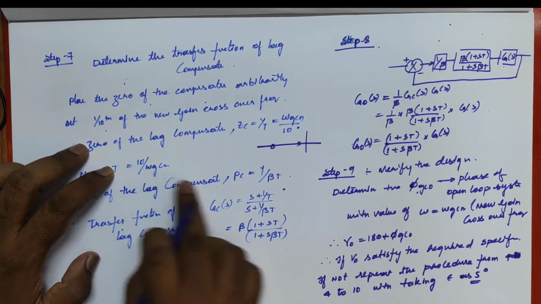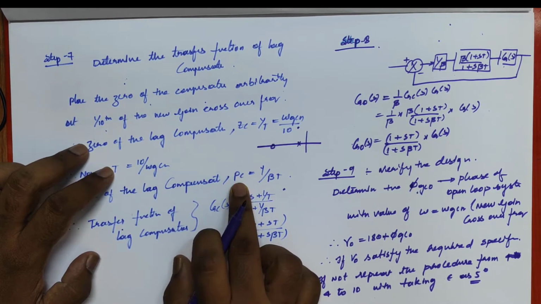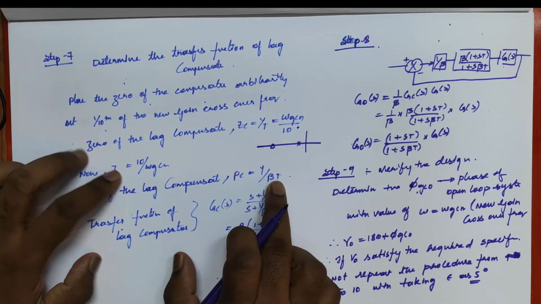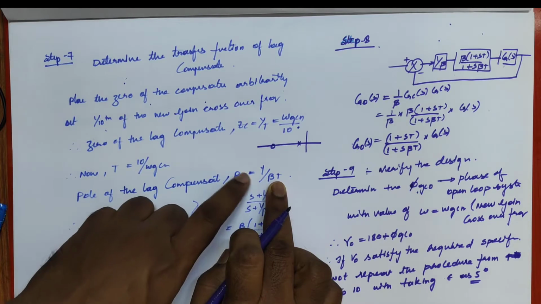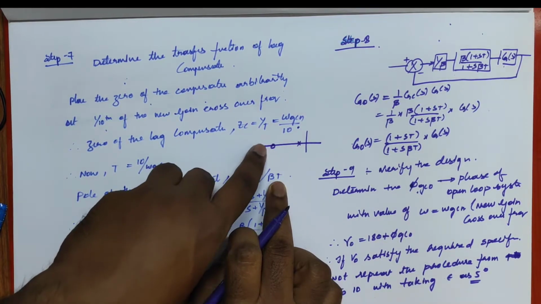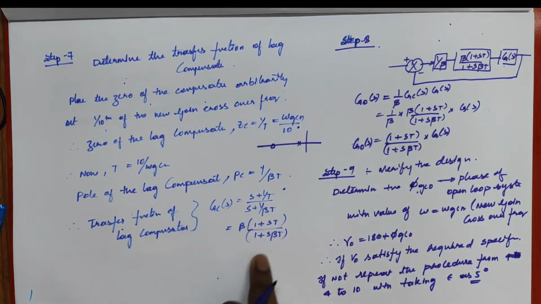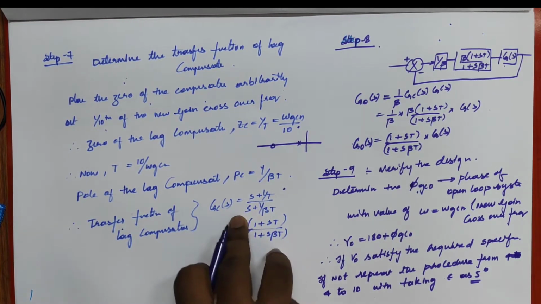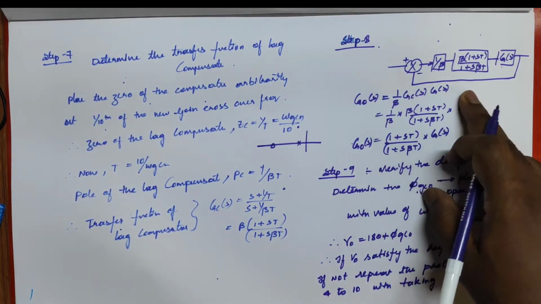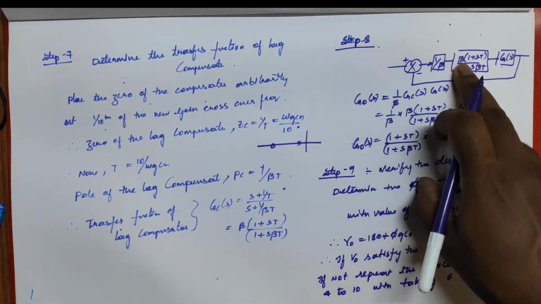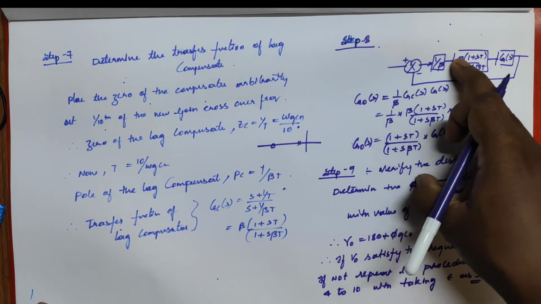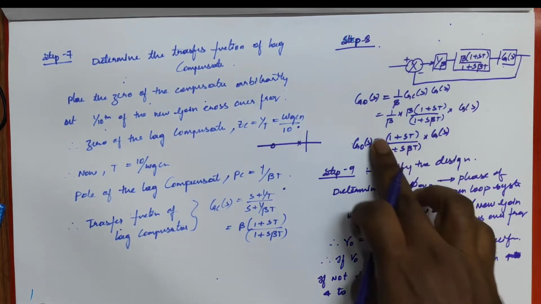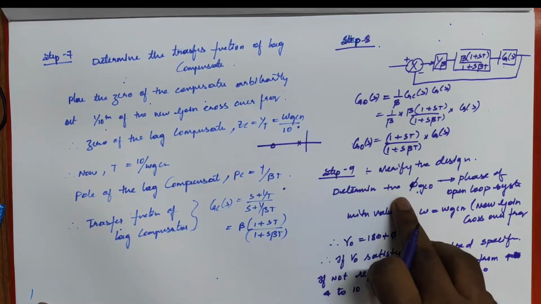After getting the T value, we'll find the pole value. The pole value is almost 1 by beta T. This beta is almost 10, so we'll get more than 1, and for this T value we'll get the pole very near to the origin and the zero far away from the origin. So we'll find the transfer function in this form also. After getting the transfer function, we'll club that into the overall transfer function. Beta gives an attenuation factor, so we introduce 1 by beta as an amplifying factor to rectify the attenuation. After getting the overall transfer function, we'll check the phase margin.